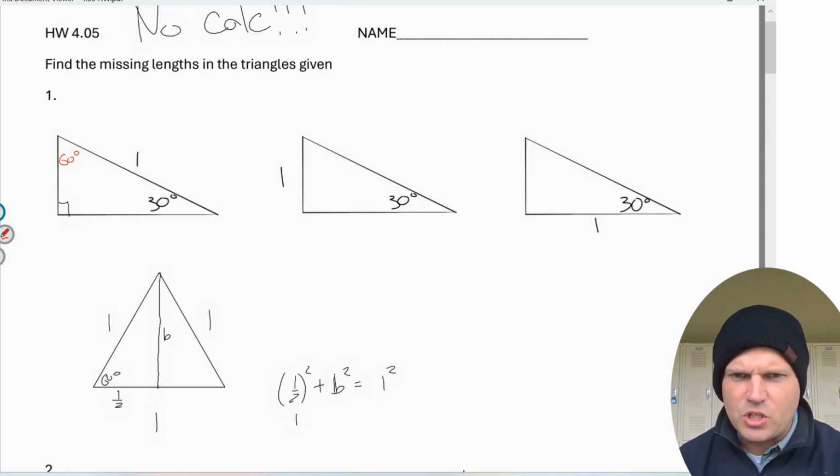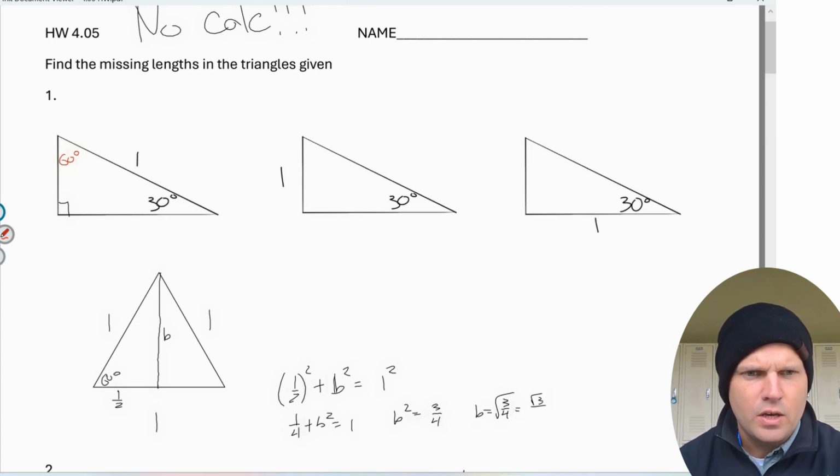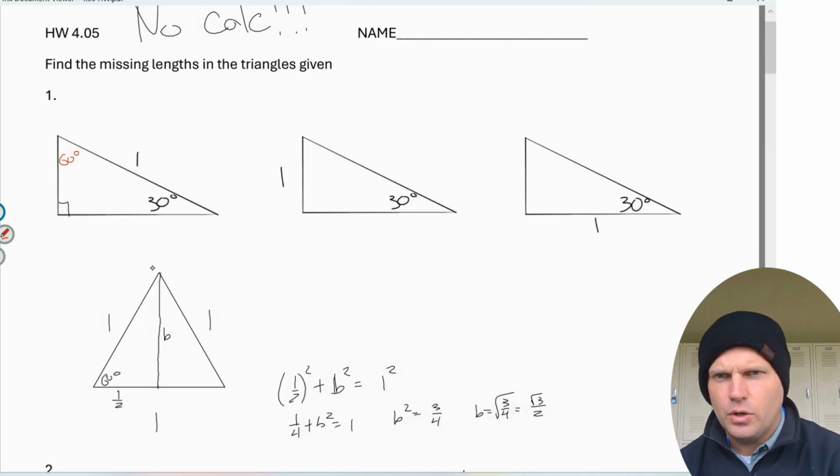If I take a half and square it, I get a fourth. If I take 1 and square it, I get 1. And I get b squared is equal to 3/4. And I get b is the square root of 3/4. And we are going to write this as the square root of 3 over the square root of 4, which is 2. And this becomes the 30, 60, 90 triangle that we know.